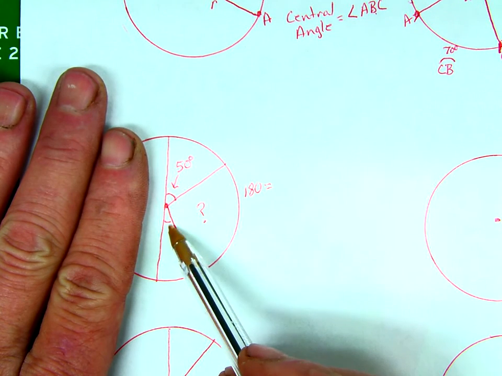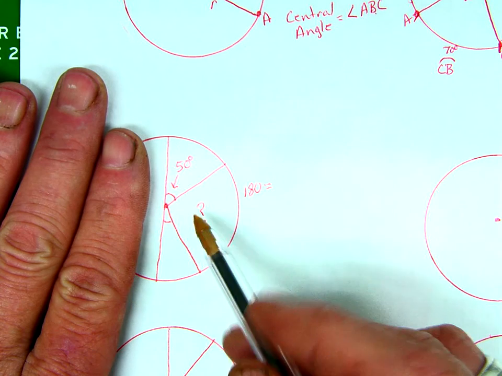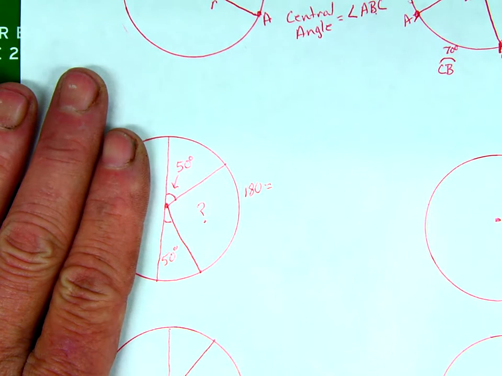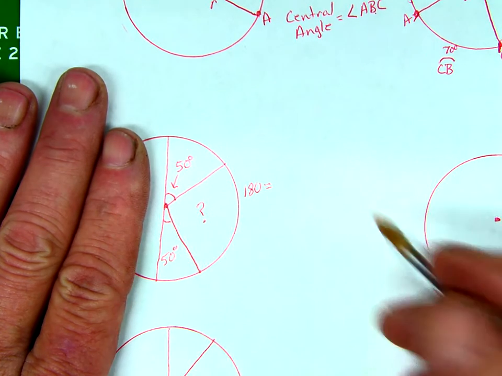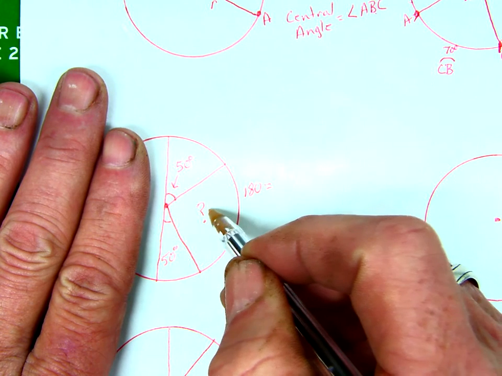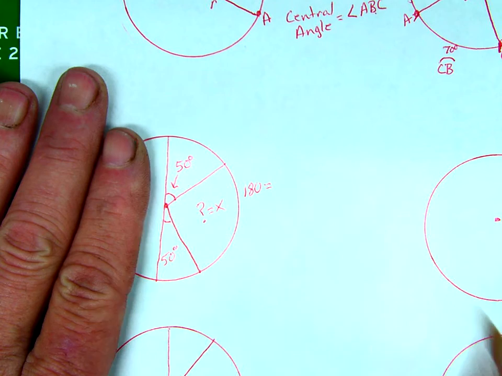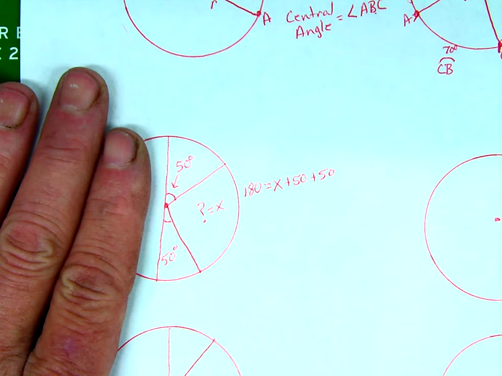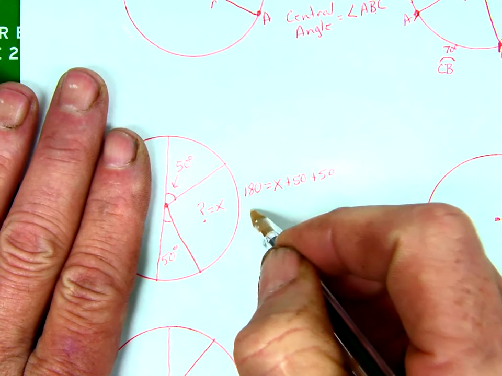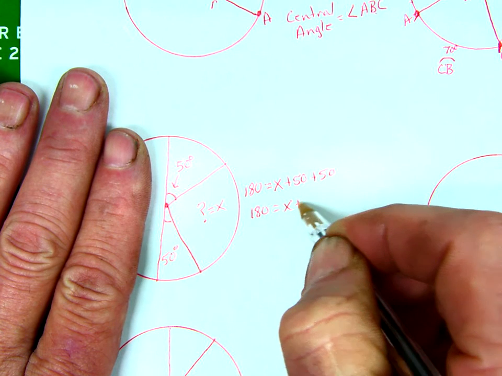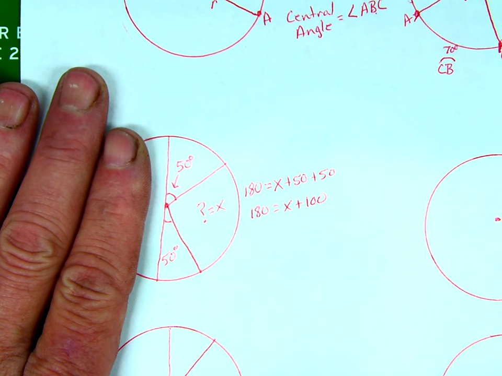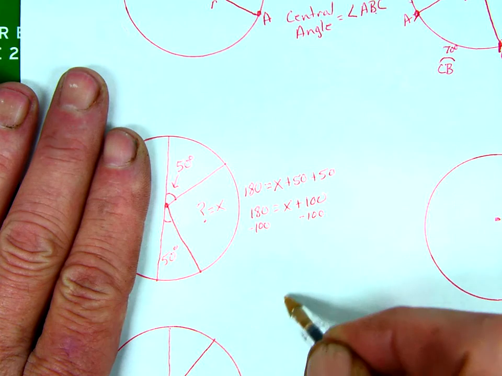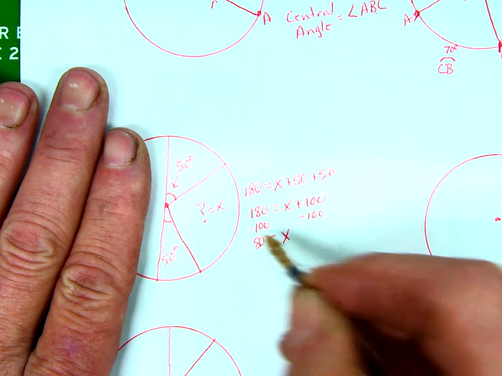Now I see these marks right here. This means that it has the same measure as that. So this part here is also 50 degrees. I'm going to call this piece that I don't know X. So 180 equals X plus 50 plus 50. Let's solve this for X. So 180 equals X plus 100. I added those two together. Now subtract 100, subtract 100, X equals 80.